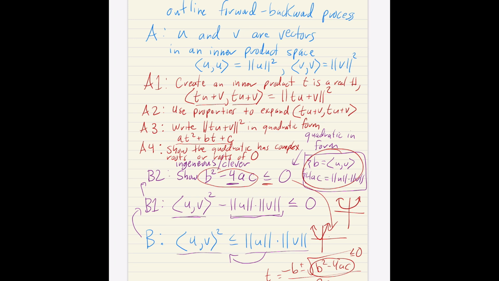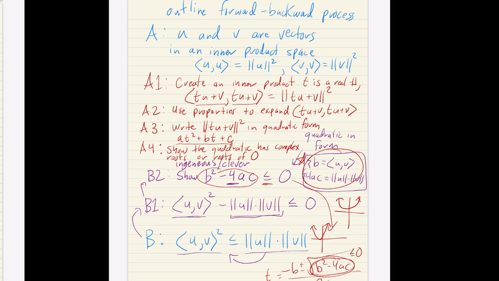And then the next step is to show that this quadratic has either complex roots or roots of 0. Hence, the inside of the square root is less than or equal to 0. And then if I can do that with the following substitution, we can just plug things in and then we have the result. So let's get to it. Proof.